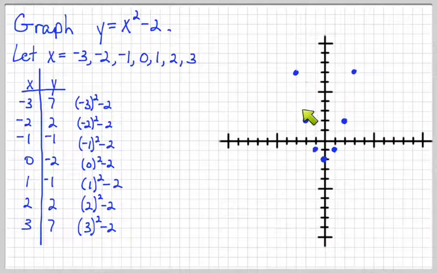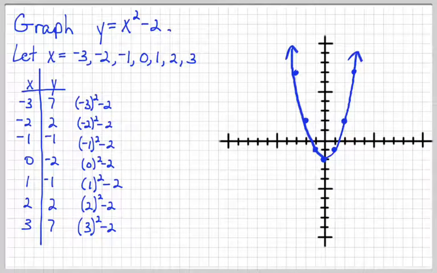Now, see if I connect the dots from left to right, we get that nice, this is a parabola, makes kind of a nice U shape. And I've put these arrows on here to indicate that this is not really the end of the graph, it's just where I stopped drawing. If I were willing to plug in more x numbers, I could get even more ordered pairs, and they would continue going in this direction, either up to the right or up to the left. So that's what the arrows indicate. Okay?